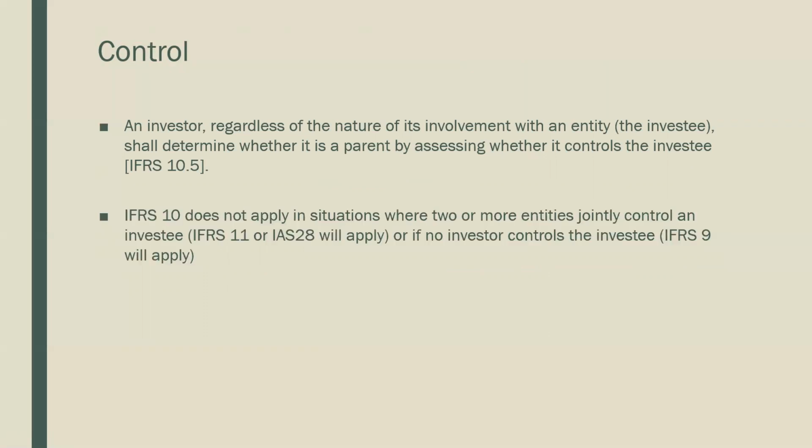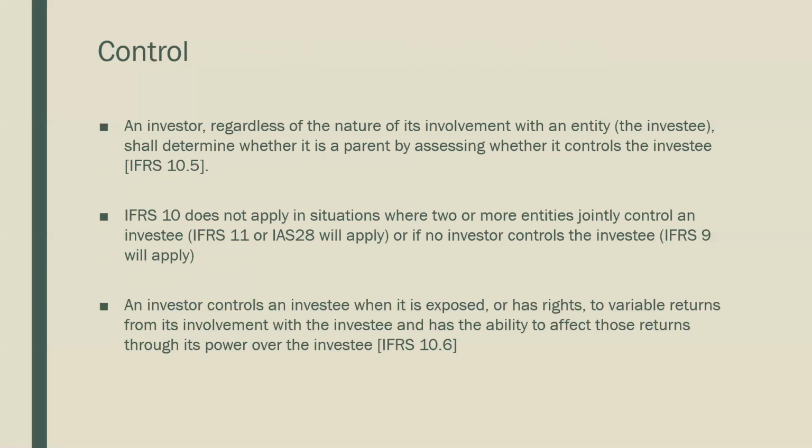IFRS 10 does not apply in situations where two or more entities jointly control an investee. So if that were the case, then that would be a situation of joint ventures or joint operations, which we looked at in the earlier topic. Or if no investor controls the investee, in that case, IFRS 9 will apply because it'll be a passive investment. An investor is said to control an investee when it is exposed or has rights to variable returns from its involvement with the investee and has the ability to affect those returns through its power over the investee.